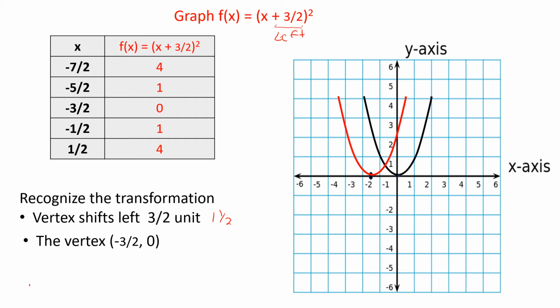Again, this is the vertex. If you wanted to plot points, you could start with the vertex here and then plot the 2 points above and below this -3/2. As you can see, that has just shifted it to the left when they're adding.